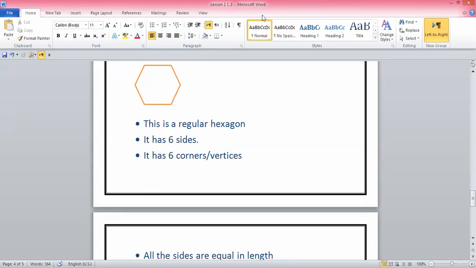Do you have any problem up to here, guys? No, sir. You understand all these 2D shapes? Yes, sir. Sir, can you go down? I want to write irregular hexagon.